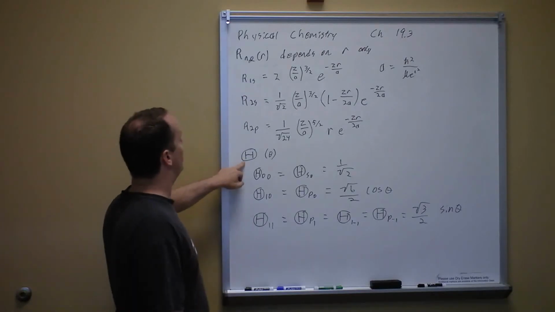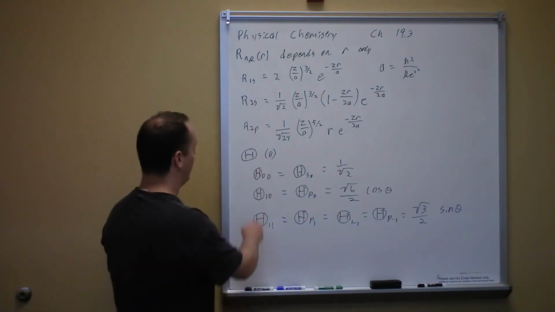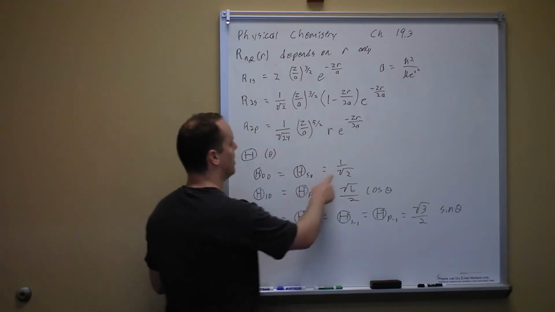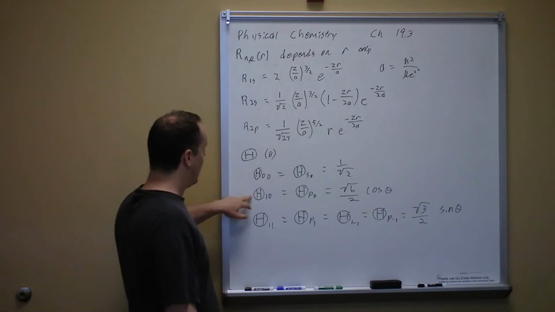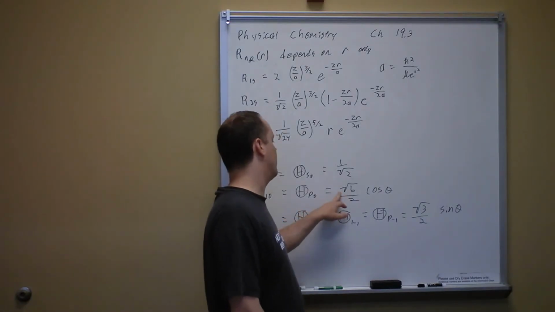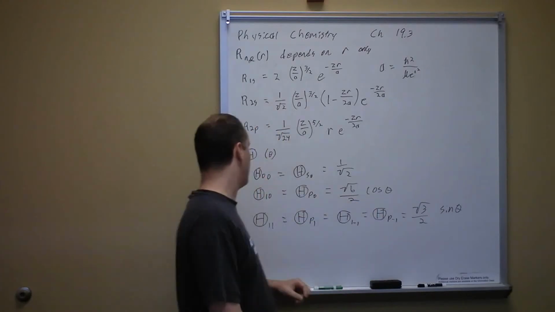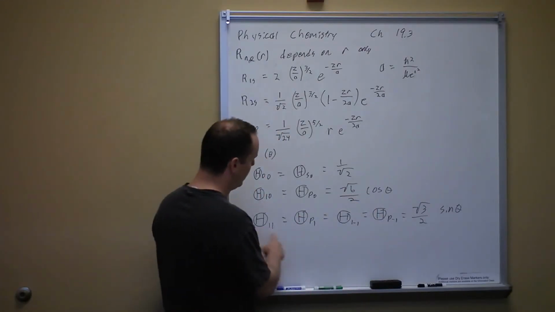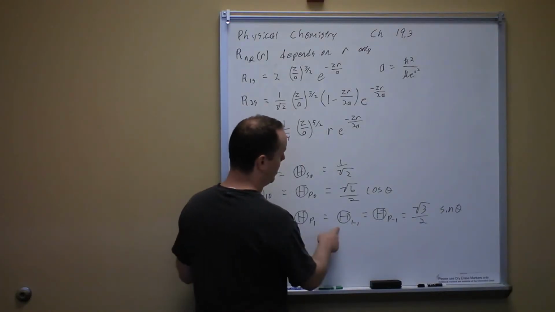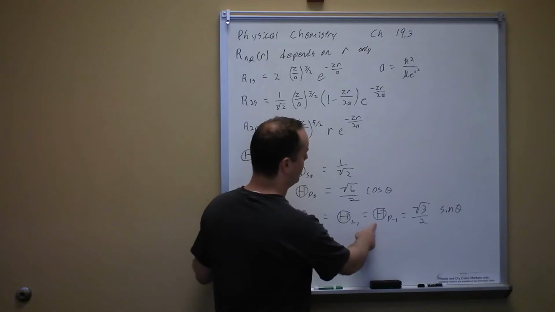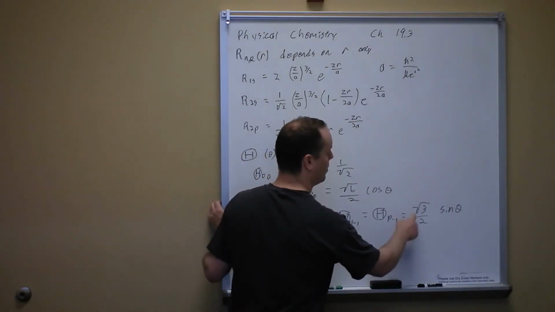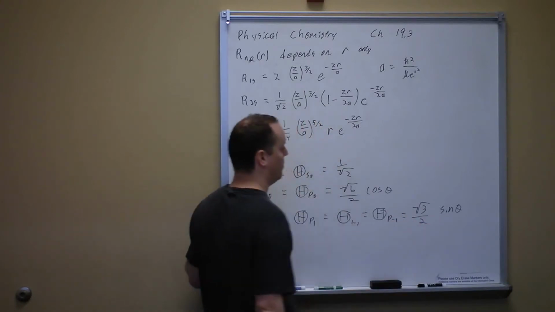Now remember, we also have the function theta of theta. Theta 0,0, our theta s0, is just 1 over the square root of 2. Then theta 1,0, meaning theta p0, is the square root of 6 over 2 times cosine theta. And then we also have theta 1,1, which means theta p1, which is also equal to theta 1,minus 1, theta p minus 1. Those are equal to the square root of 3 over 2 times sine theta.